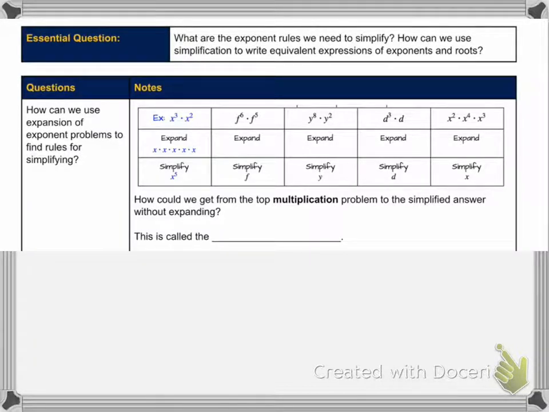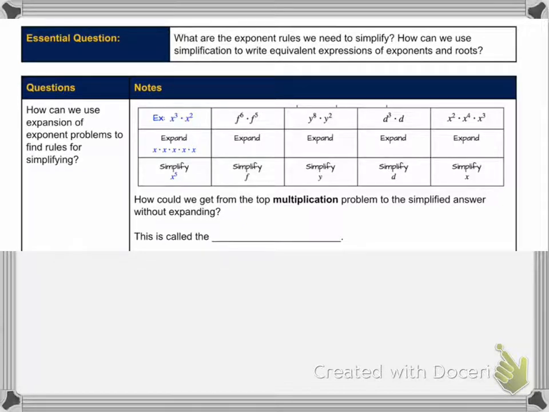There are going to be 3 rules that we talk about today, and you're going to be using the idea of taking an exponent problem and expanding it out to come up with what those 3 rules are. If you understand where they come from, I think it'll help you understand the rules. Really, exponents are just repeated multiplication.